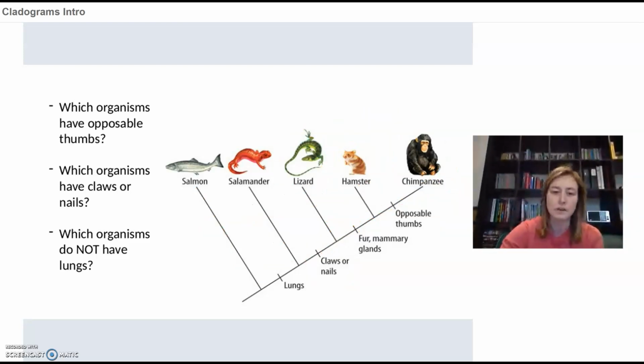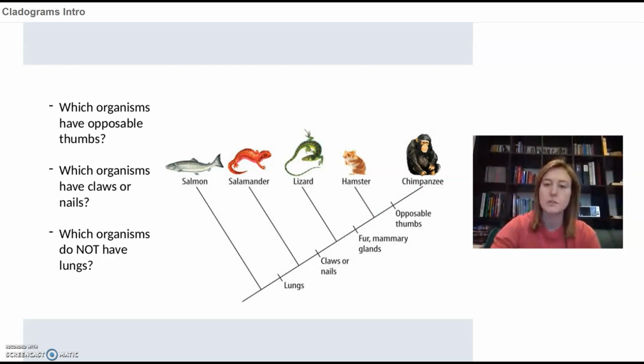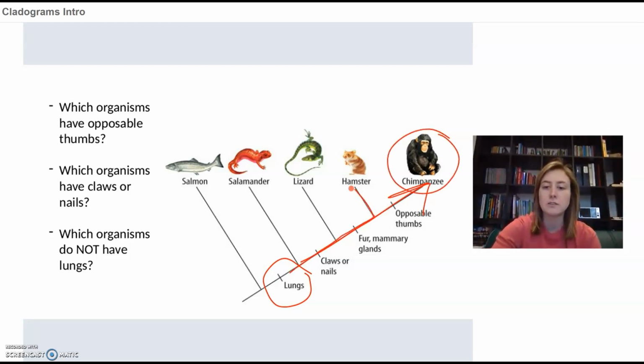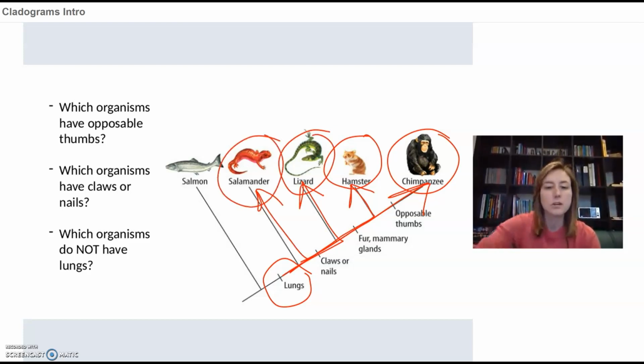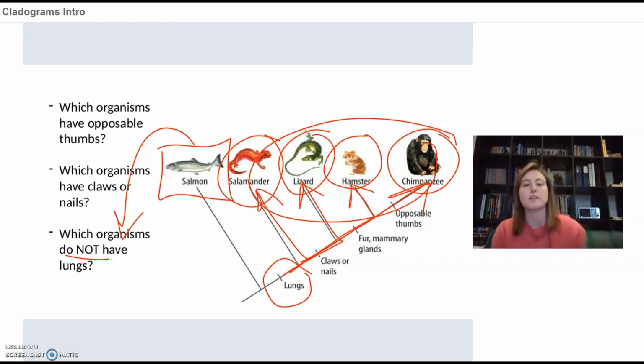And then the last one I want to talk to you about with this picture is which organisms do not have lungs. So let's look at our cladogram again and find where it says lungs right there. And the ones that do have lungs are going to be the ones above it. So I'm going to draw my arrow up again. We know that the chimpanzee has lungs. We know that the hamster has lungs. And the lizard has lungs, and so does the salamander. But notice the question says which organisms do not have lungs. So the answer to that would just be one organism. The salmon is the only one that doesn't have lungs because all of the four that are above it do have lungs, right?